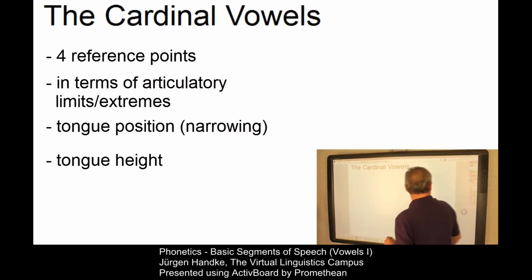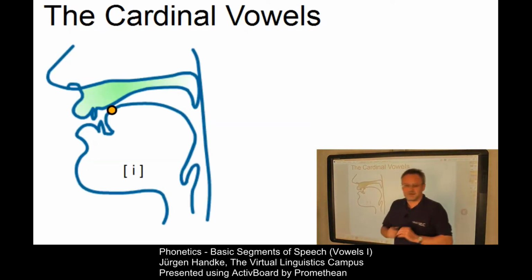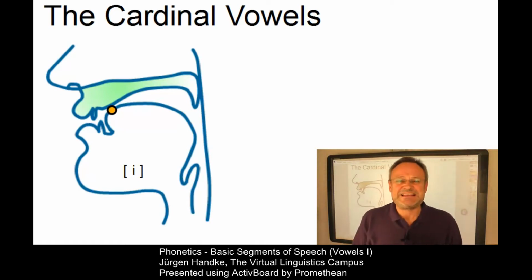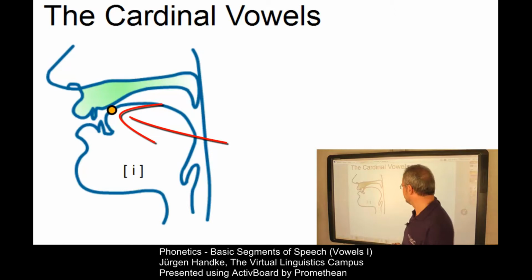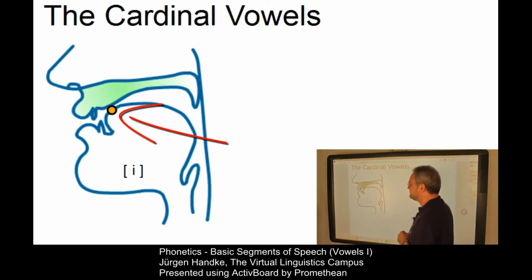Hence we can define 4 extremes. First of all, there's a vowel that involves the highest possible tongue position in the mouth and the most front quality. Here it is: E. Now this is the highest sort of E I can produce. And here is the place where the narrowing occurs.